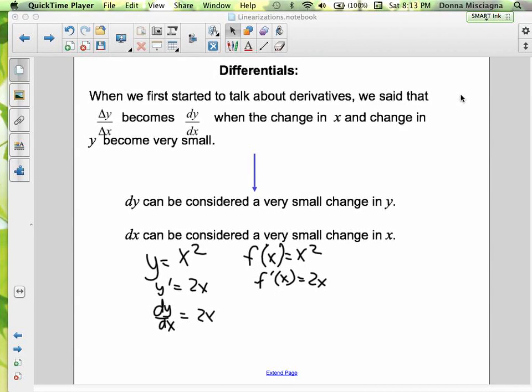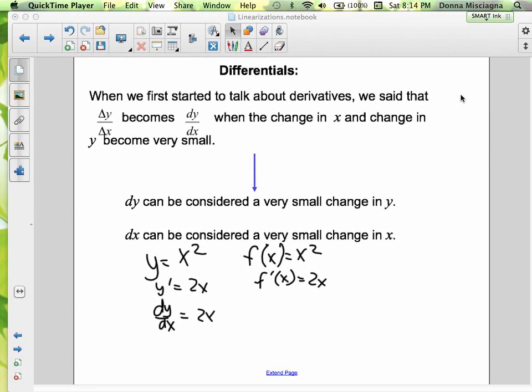Welcome back. So probably one of the most important uses of linear approximation is differentials. When we first started talking about derivatives, we said that the change in y over the change in x becomes dy dx when we want the change in x and the change in y to become very, very small. In other words, going from the average rate of change to the instantaneous rate of change. dy can be considered a very small change in y. dx can be considered a very small change in x.